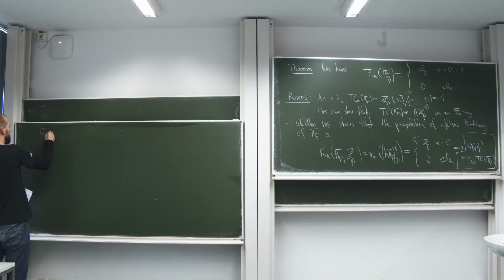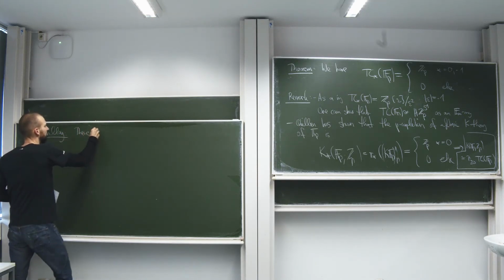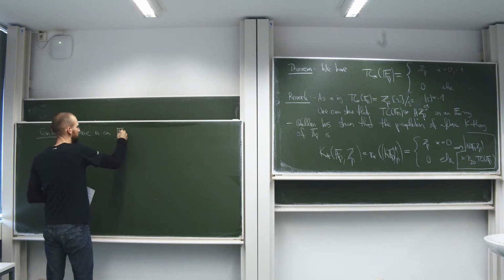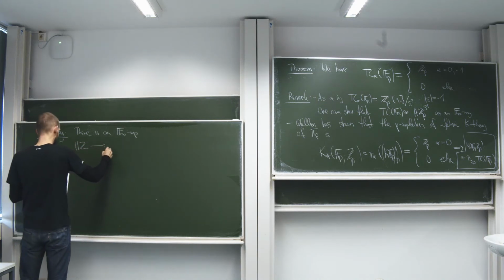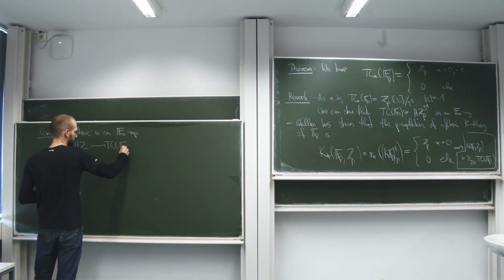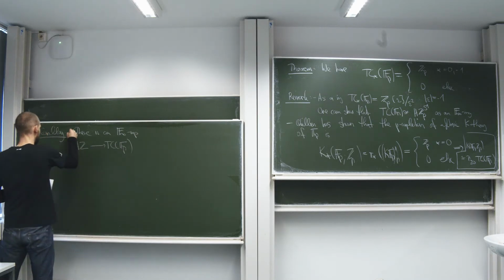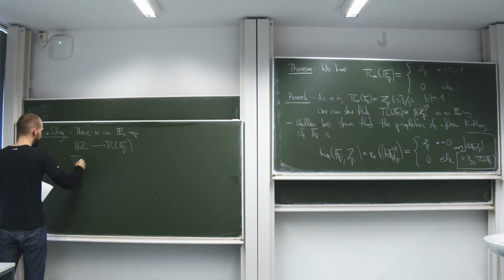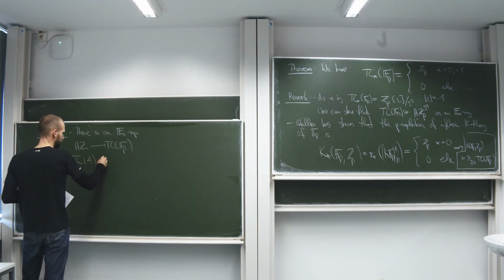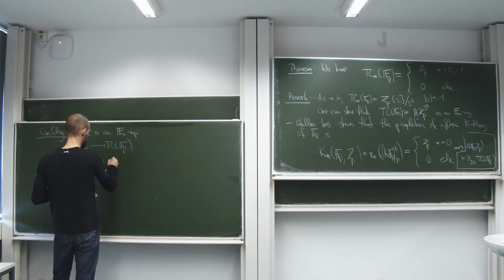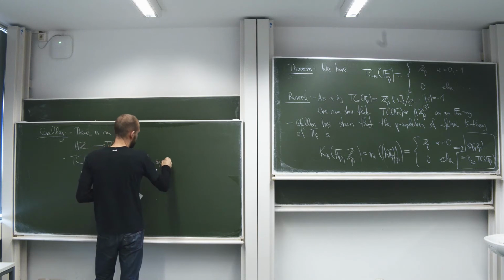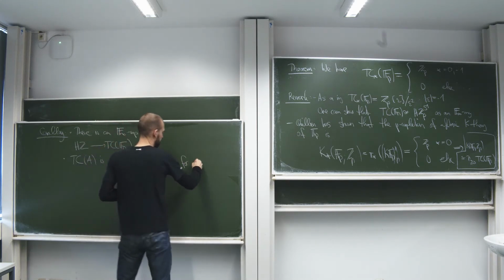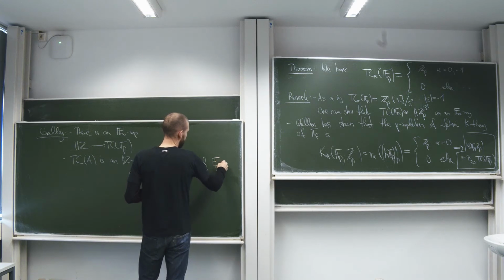Corollary. There is an E-infinity map HZ into TC of Fp. And secondly, as a result, TC of A is an HZ module spectrum for each Fp algebra A.